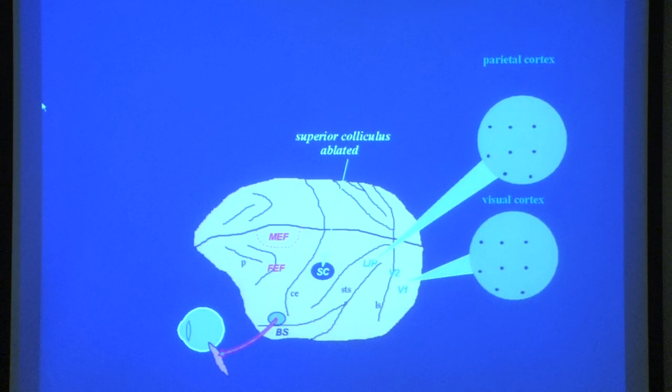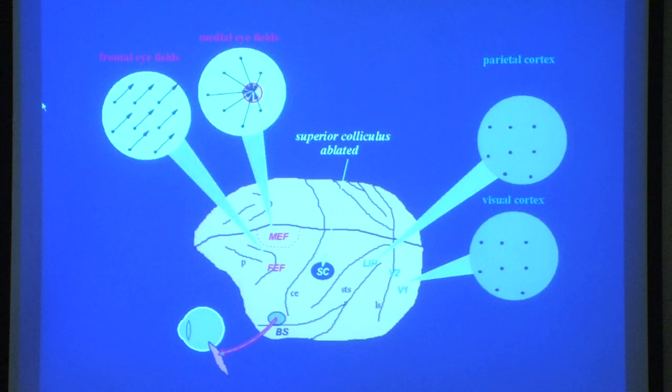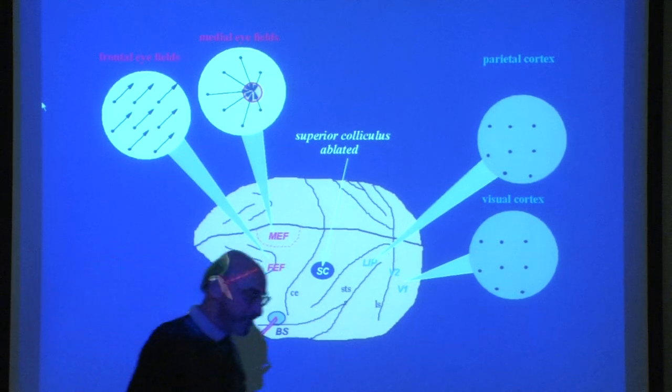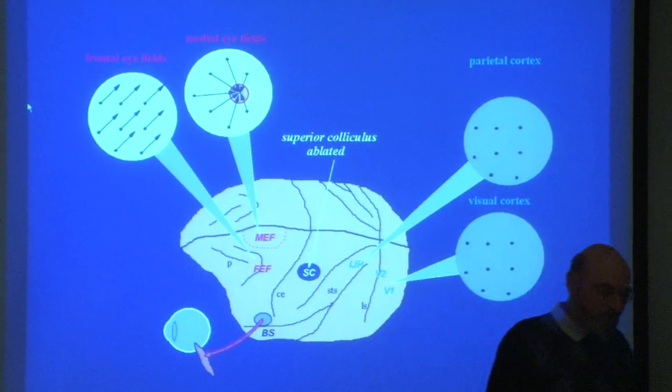Now what happens in the frontal lobe? All right, what happens there is quite interesting. You still get saccades, and you still get the same coding operation. You get a constant vector code when you stimulate the frontal eye fields, and you get your place code in the medial eye fields. And you get that at the same old thresholds.